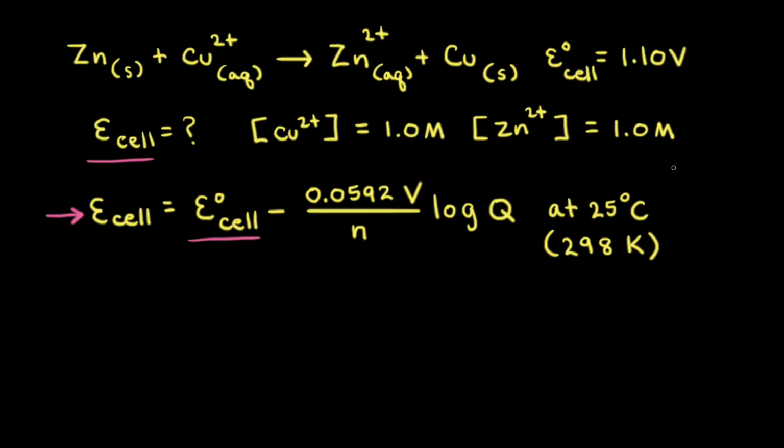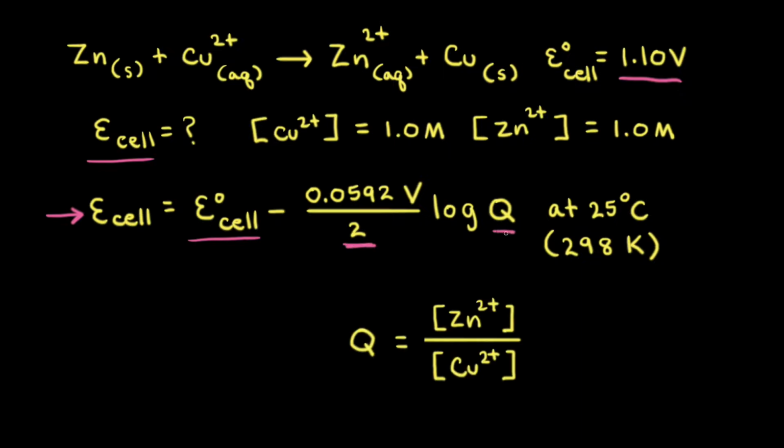E naught of the cell is equal to positive 1.10 volts. Next, let's think about N, the number of electrons transferred in the redox reaction. So looking at our equation here, solid zinc going to zinc 2 plus is loss of 2 electrons, and copper 2 plus going to solid copper is a gain of 2 electrons. So 2 electrons were transferred, and N is equal to 2. So I've gone ahead and made N equal to 2 in our equation.